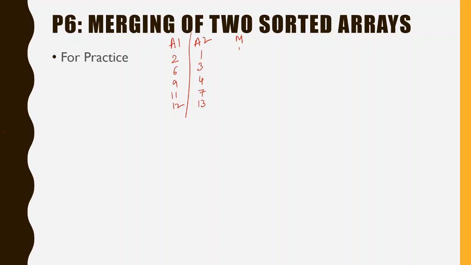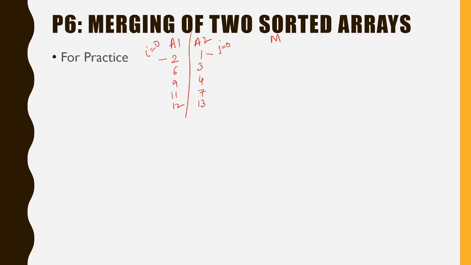So the output should be, what is the minimum number out of these two? If I start scanning this first element and this first element, which is minimum? That is 1. Now I will move further. I'm also giving you the logic, right? You can take an index I here and index j here, and you can start both of them as 0, right? I is started as 0, j is started as 0.